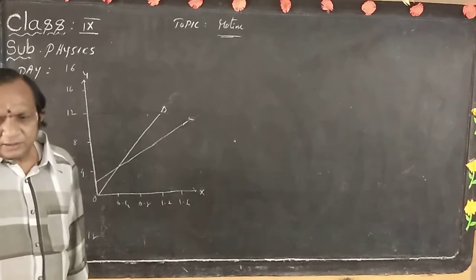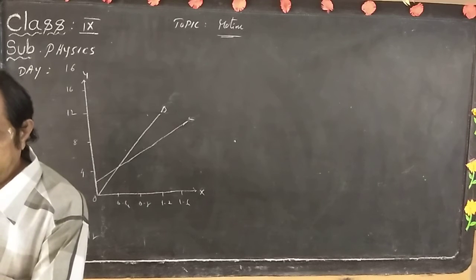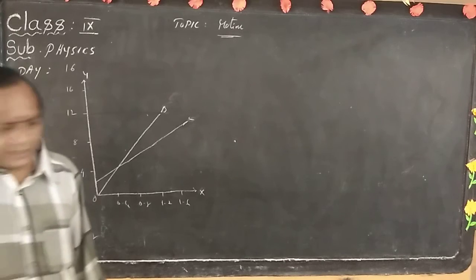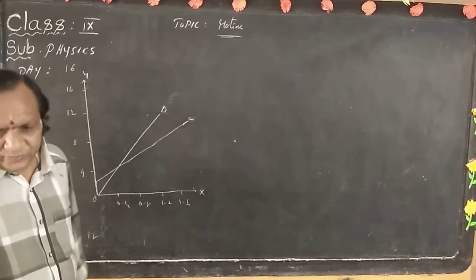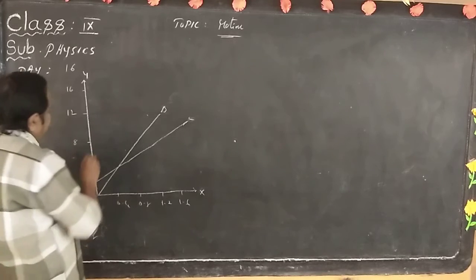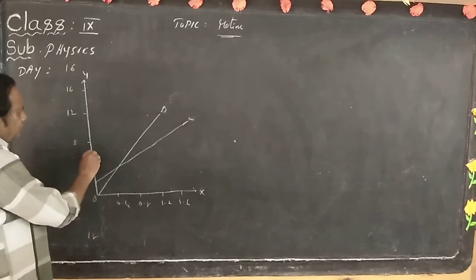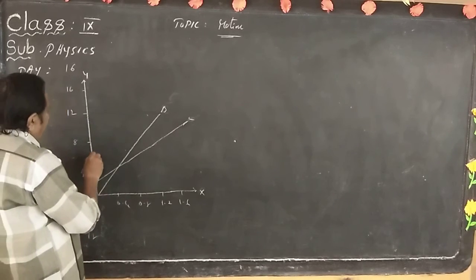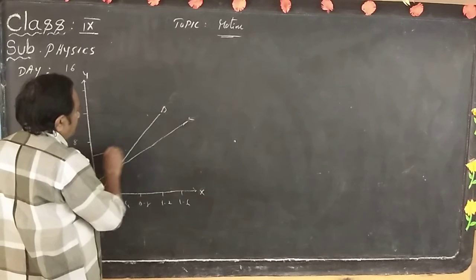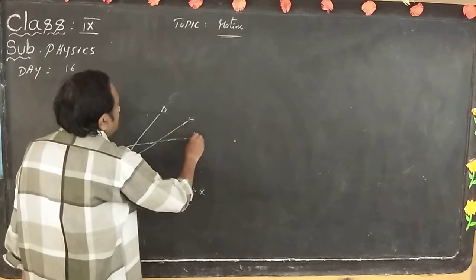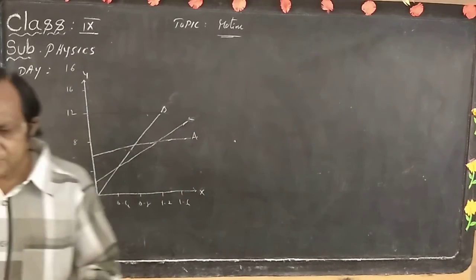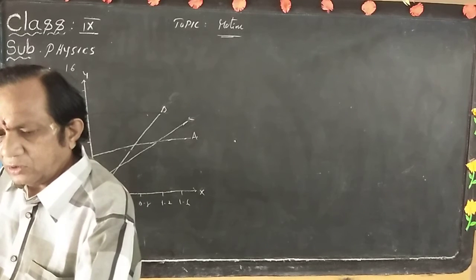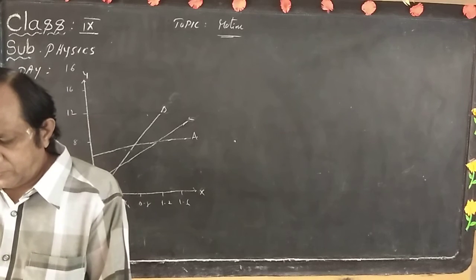And car C is to be considered, C over A, between 4 to 8. Call it C. By this, some questions are given. I have answers for those questions. So, first one to observe.